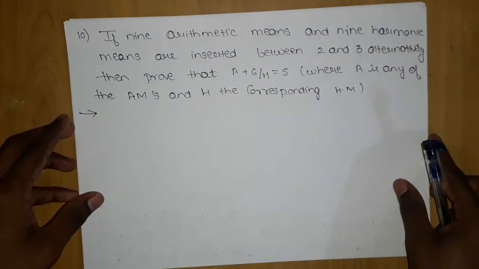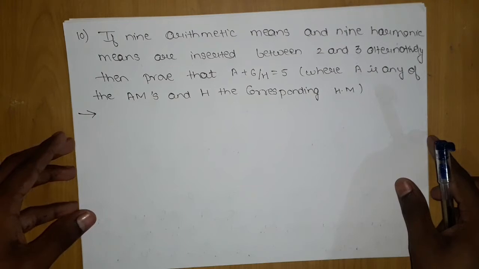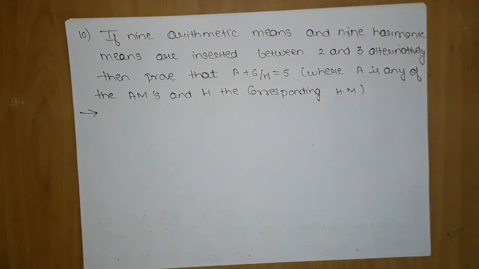The next question is this one, which says: if 9 arithmetic means and 9 harmonic means are inserted between 2 and 3 alternately, then prove that A plus 6 by H is equal to 5, where A is any of the AMs and H the corresponding HM. They are just using short words for this.